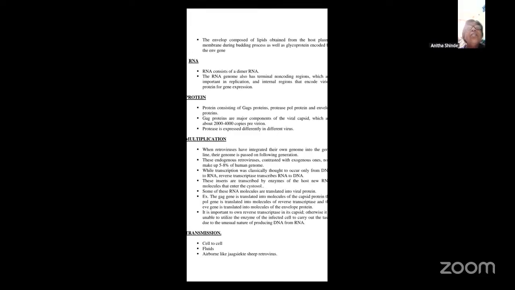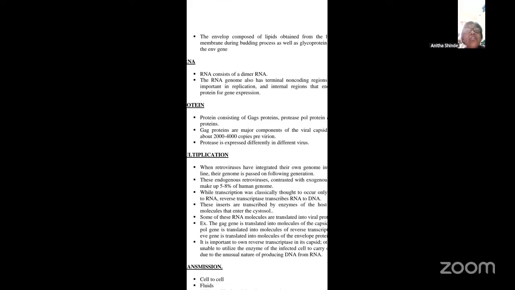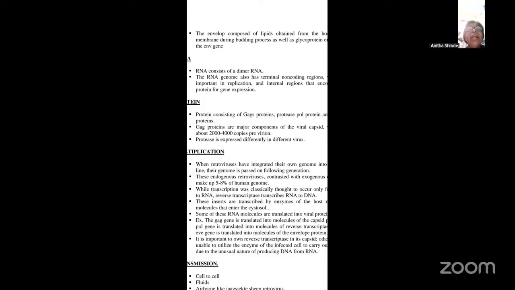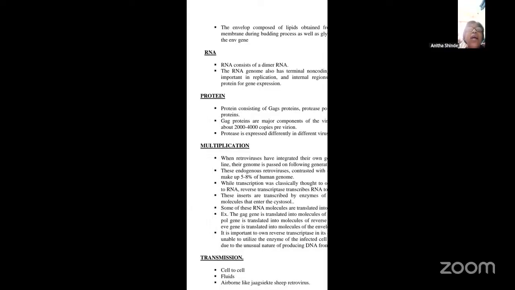Then next is the envelope. What does it consist of? It consists of lipids obtained from the host plasma membrane during the budding process, as well as a glycoprotein. Now next is RNA. RNA consists of a dimer RNA.